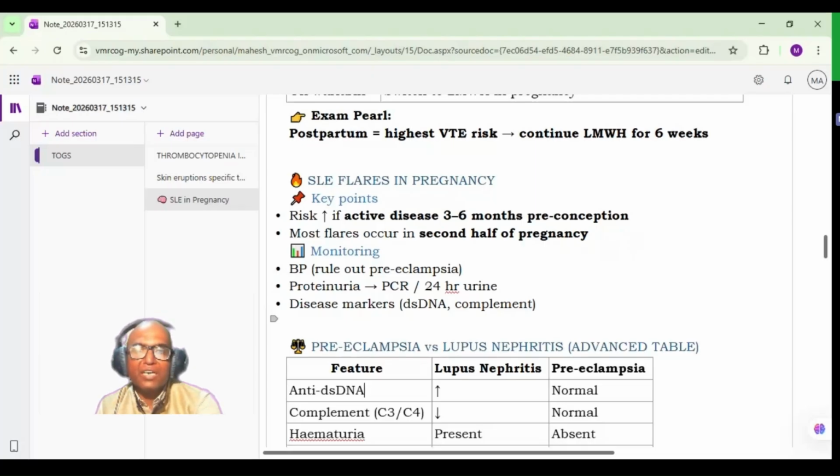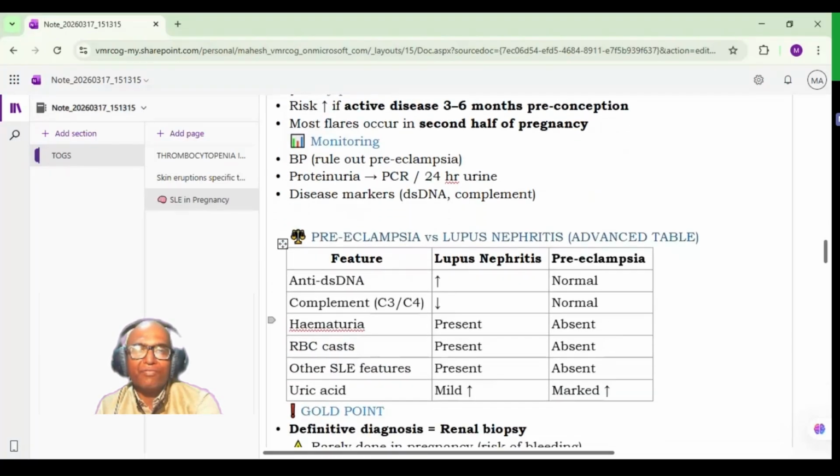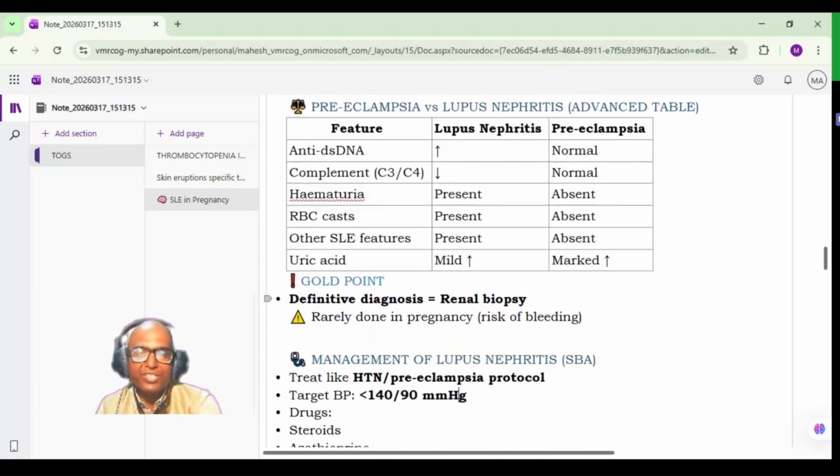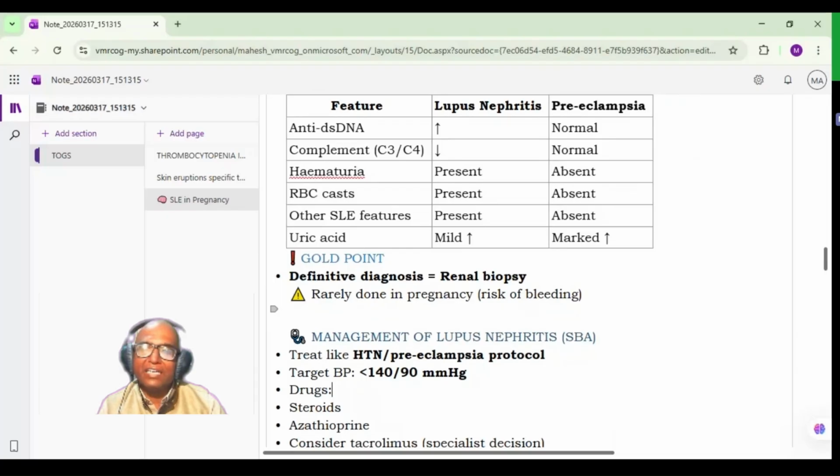Okay. So this we have seen, preeclampsia versus nephritis. Anti-dsDNA is raised, complement levels will be low, hematuria is present, RBC casts will be present. This is all present in lupus nephritis. And there is a mild increase in the uric acid in lupus, while there is a severe increase in the uric acid in preeclampsia, while anti-dsDNA and complement levels will be normal. So that is how you need to differentiate. Then definitive diagnosis is by renal biopsy, but it is not indicated because it is rarely done during pregnancy.